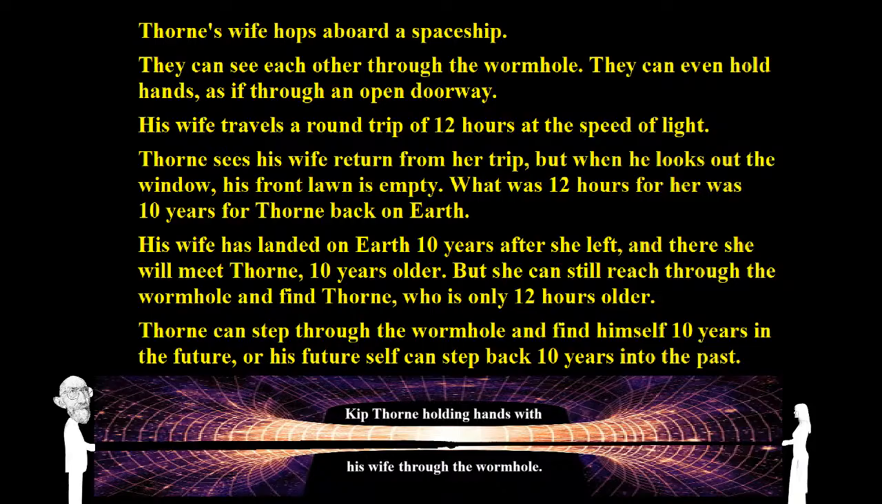Okay, so she shakes hands. She never left his hand, right, through the wormhole. For her, only 12 hours have gone by. For Thorne, only 10 years have gone by, but they're holding hands. And then comes the punchline. He says Thorne can step through the wormhole and find himself 10 years in the future, or his future self can step back 10 years into the past.